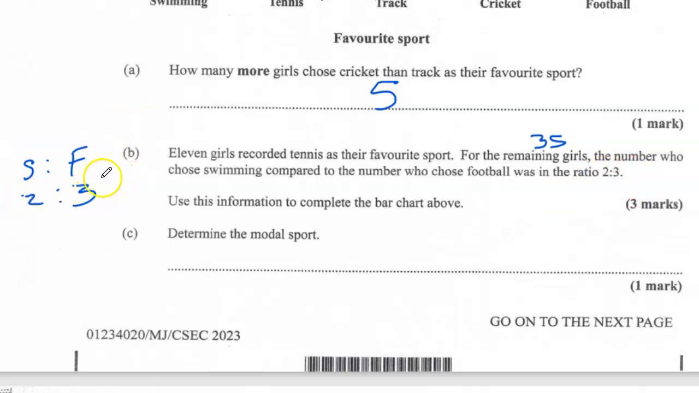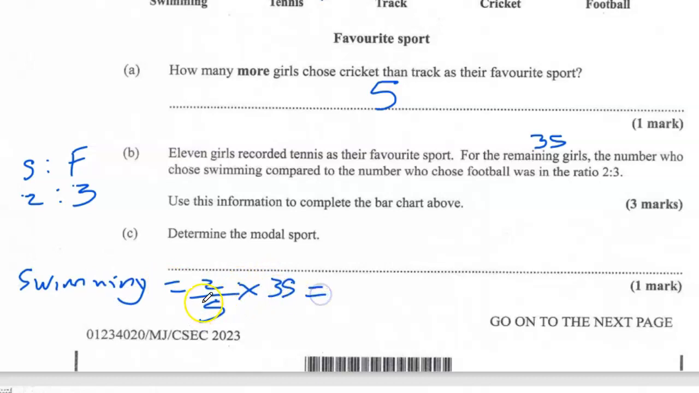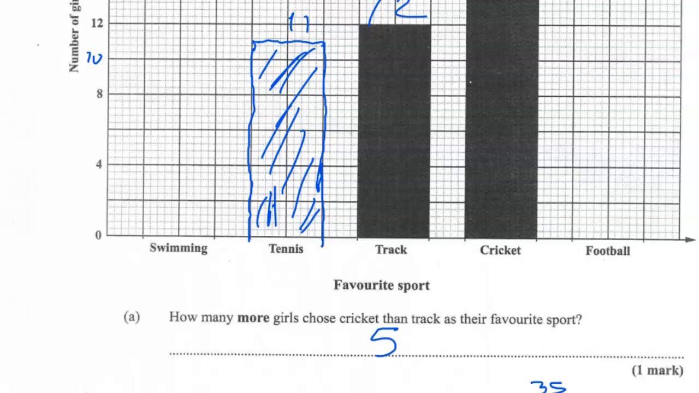All right, so we can calculate the amount who chose swimming. That is 2 out of 5. So for swimming, the amount is 2/5 of the remainder, and the remainder was 35. So 2/5 times 35, 5 into 35 is 7, so 14. And for football it is 3/5, 3 out of 5, of the remainder, which is 35. So 5 into 35 is 7, 7 times 3 is 21. So 14 for swimming and 21 for football.